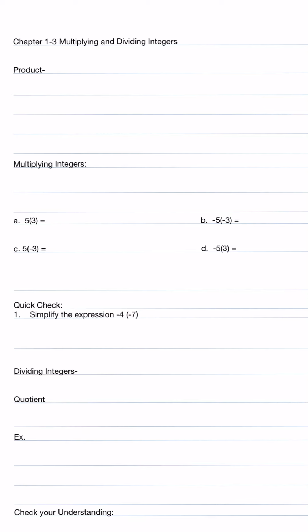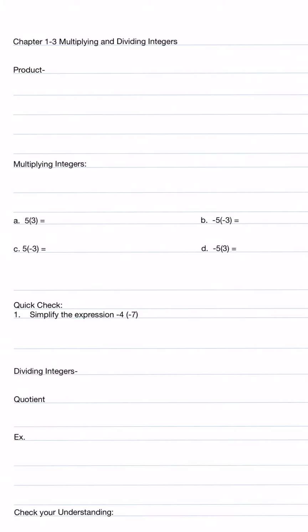Class, we are looking at Chapter 1, Lesson 3, Multiplying and Dividing Integers. And remember, an integer is any number that is positive or negative, including 0. So first off, what is a product? The product of two numbers is another word for multiplying or multiplication.